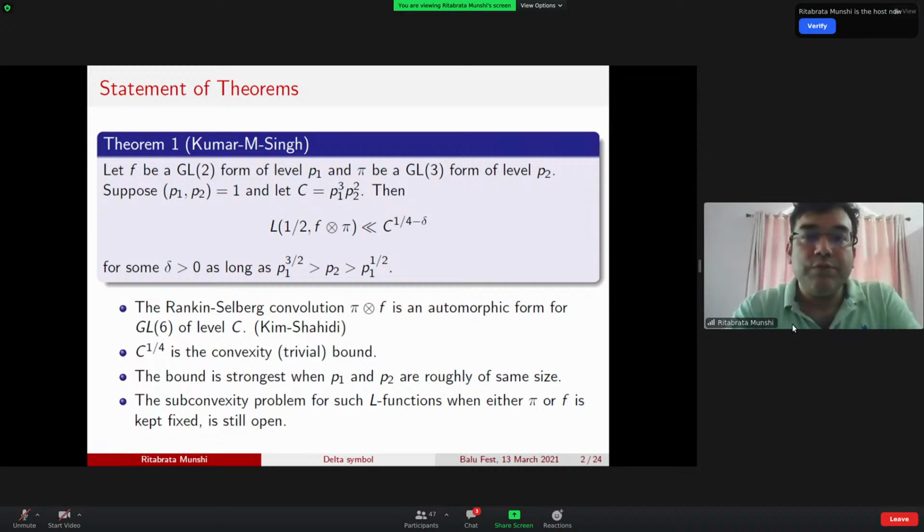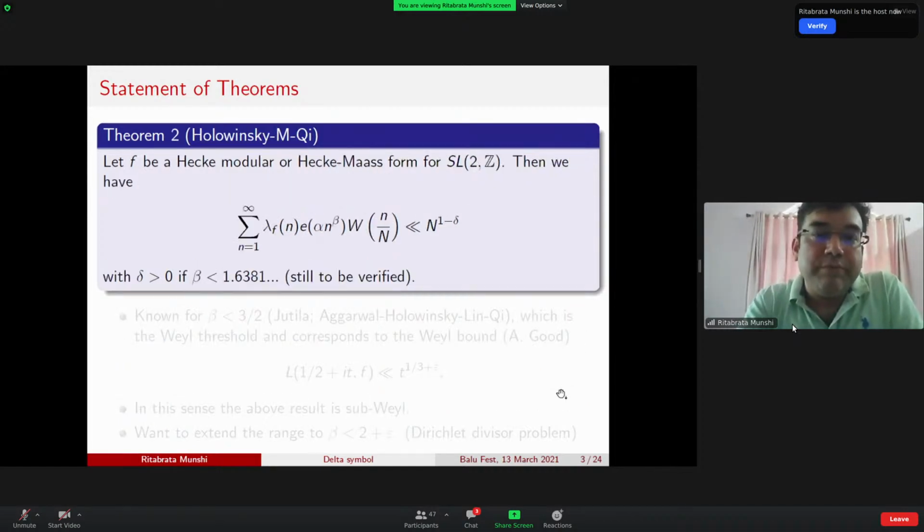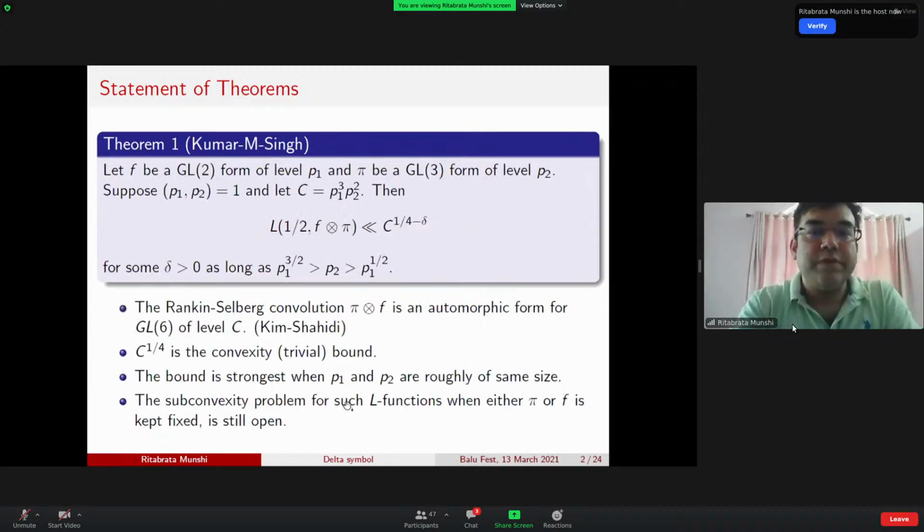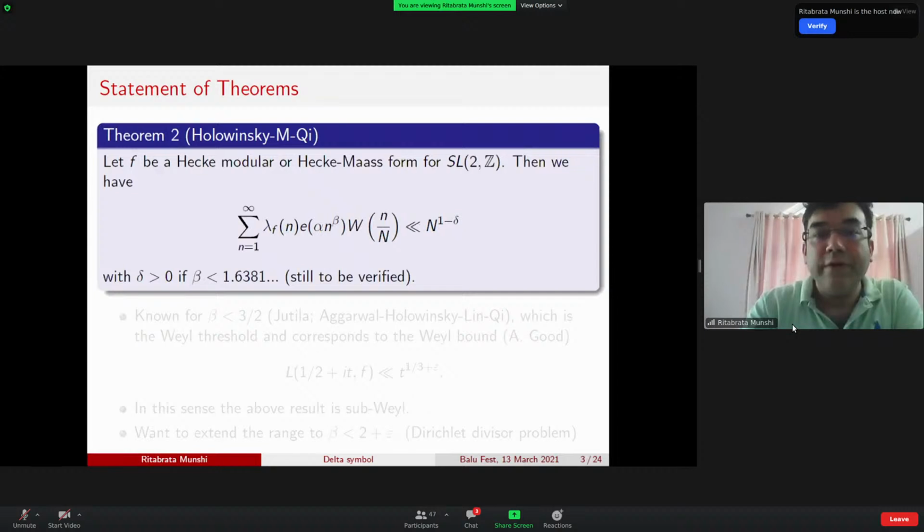And that bound turns out to be strongest when P1 and P2 are of comparable size. So if you take two distinct primes of the same size, then the bound that we get is strongest. Also let me remark that the subconvexity problem for such L-functions is still open when one of the forms is kept fixed. So when pi is fixed and you're varying the level of F, or F is fixed and you vary the level of pi, the subconvexity problem is still open. But as long as you have a hybrid range, you can get something better than the convexity.